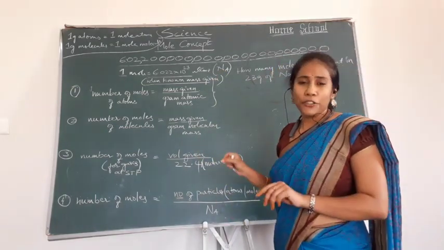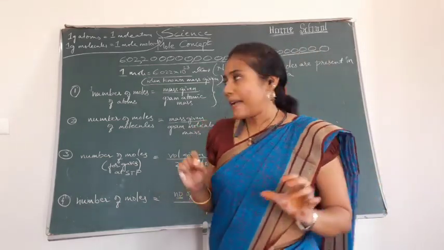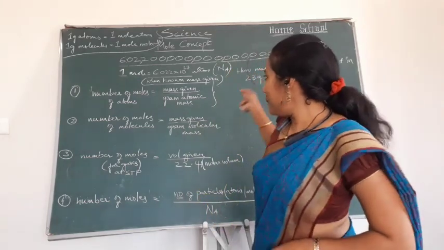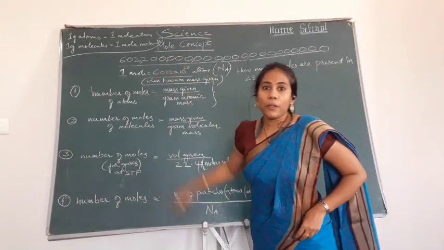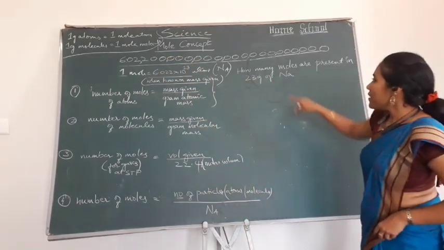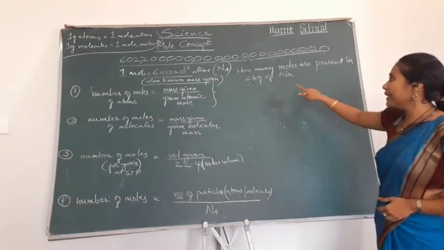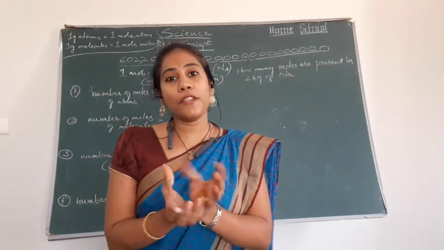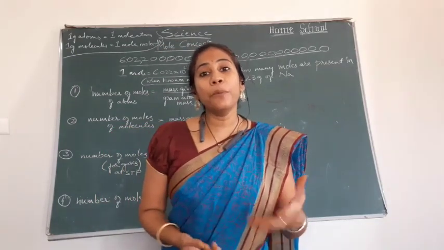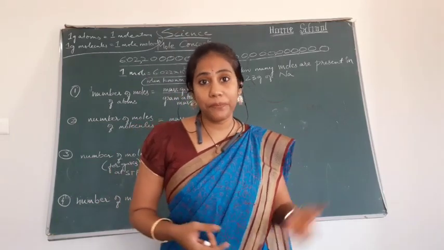Until you go through the examples, you don't understand clearly. So let us go with examples. I'll deal with each example relating to the formulas. The first question: how many moles are present in 23 grams of sodium? You have 23 grams of sodium, and how many moles of atoms are there in it? That is the question.